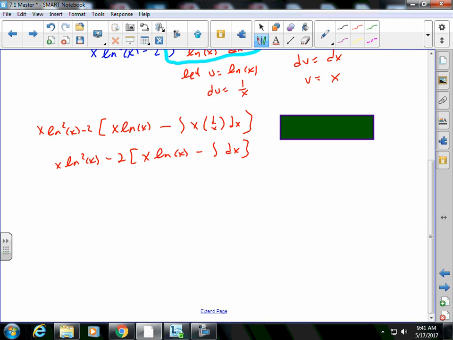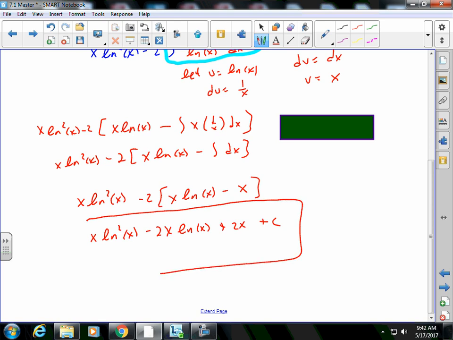I'm going to take some time here, and the left-hand side again is being left alone. I have a minus 2 times x natural log of x, and the derivative of this is just x. The integral of dx is x. Last thing I need to do is distribute my 2 and add my constant, because remember, this is an indefinite integral. And don't forget my plus c. As you can see, these get long and they get very tedious.